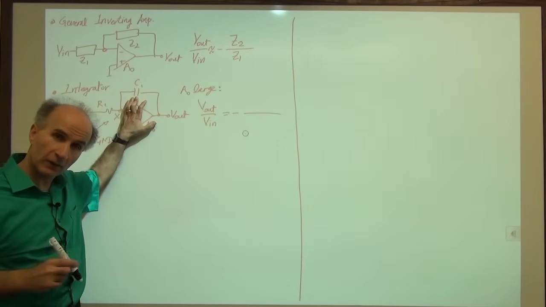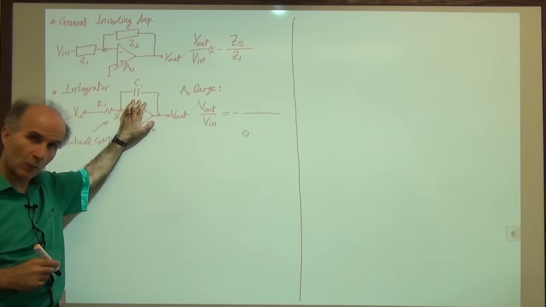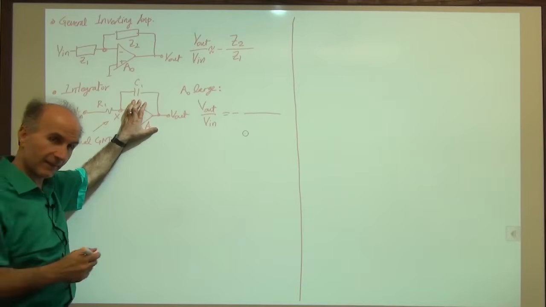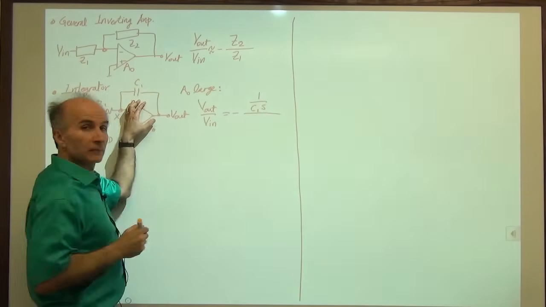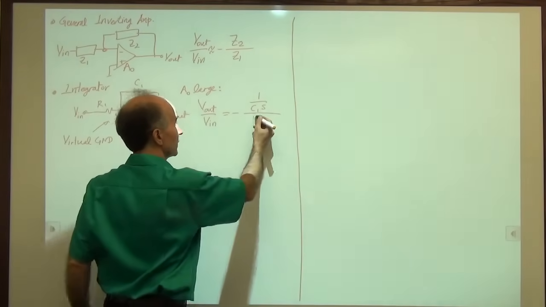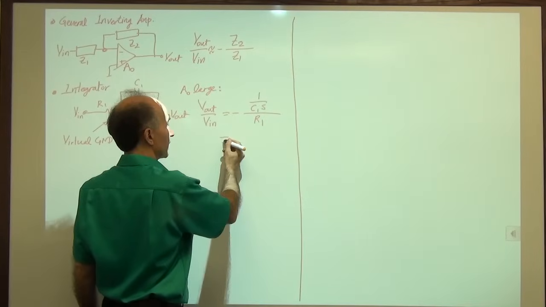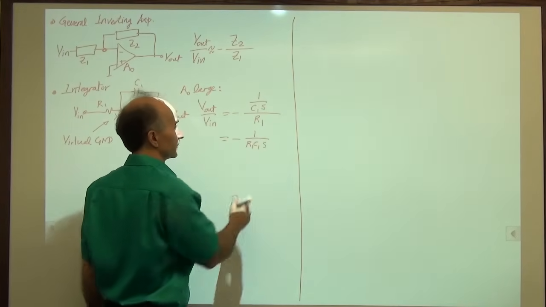Now you know from your basic circuit theory that the impedance of a capacitor is given by 1 over C1s. So 1 over C1s. And then for R1, we just have R1, so Z1 is R1. And you can see that this is now minus 1 over R1 C1s.